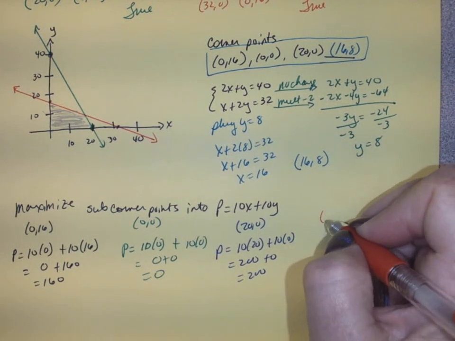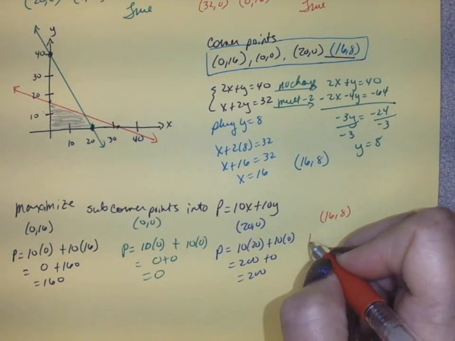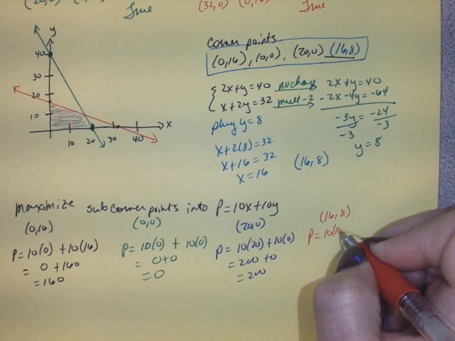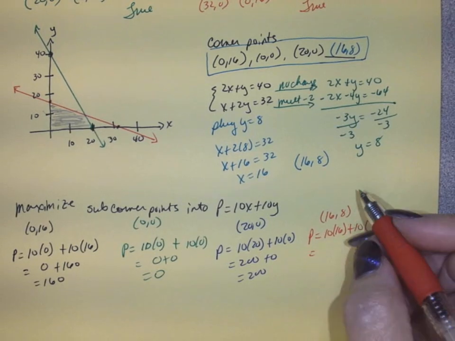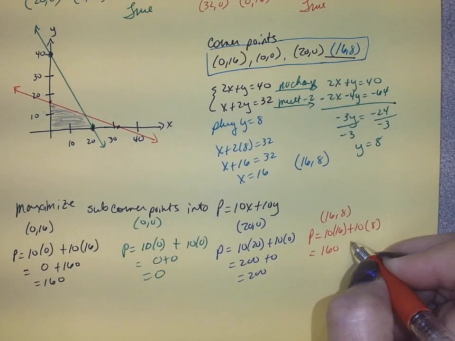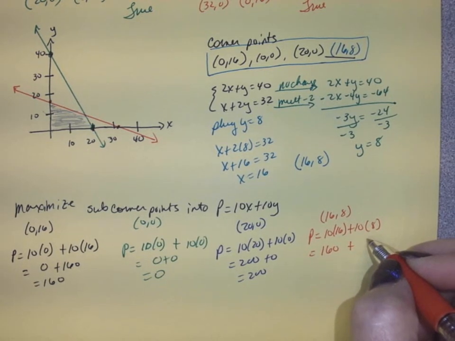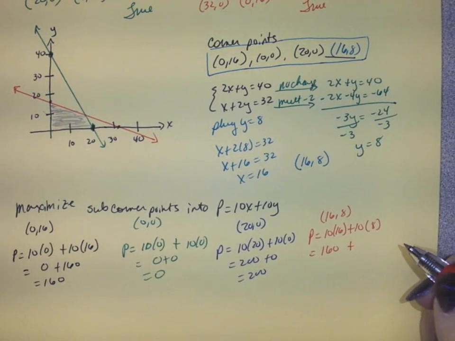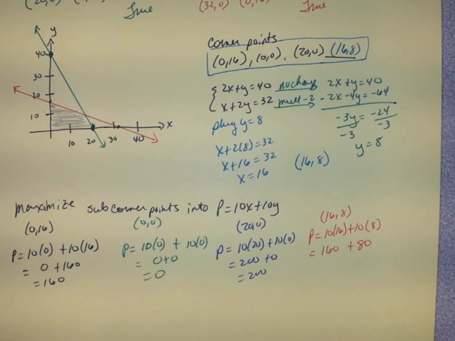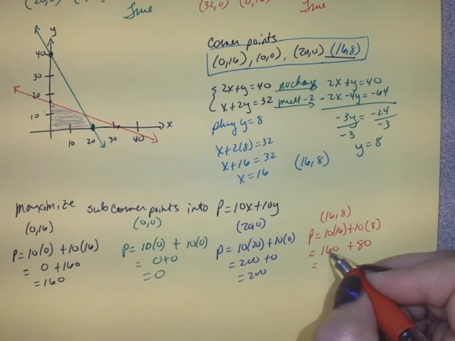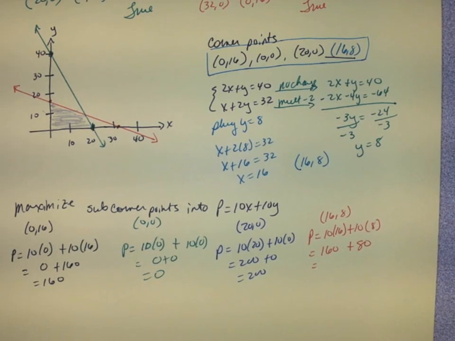And our last one will be 16, 8. So p equals 10 times 16 plus 10 times 8. 10 times 16 will get us 160. 10 times 8 is, oops, 10 times 8 will be 80. I just saw a mistake in my notes, sorry. And 160 plus 80 should be 240. So 240.